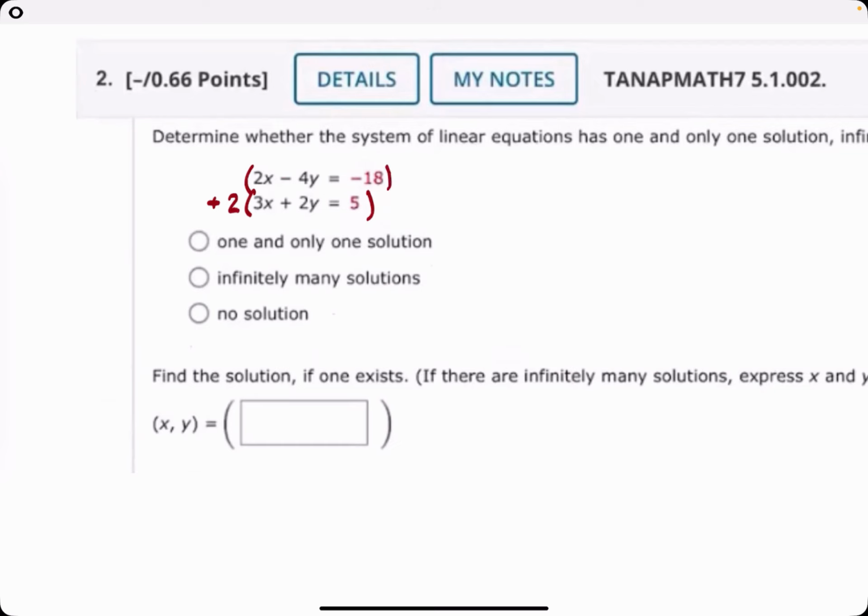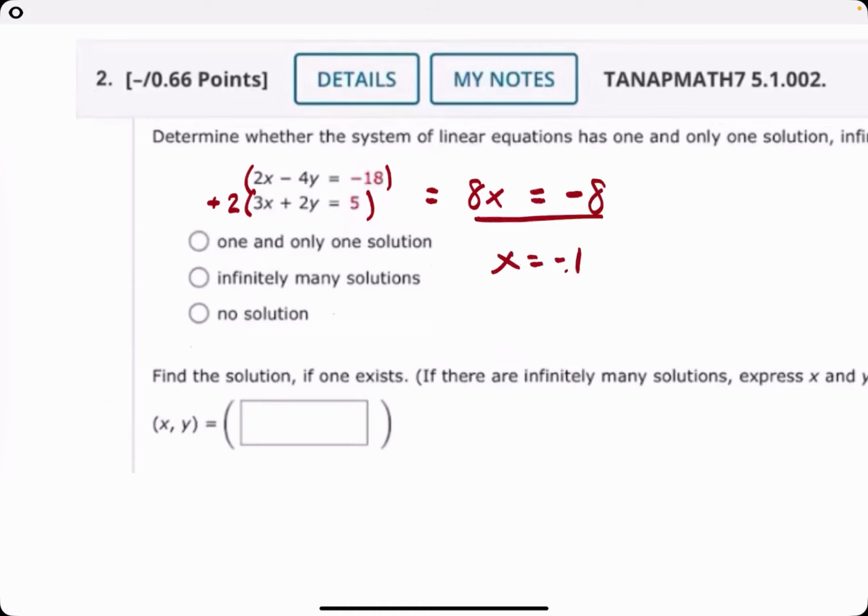Okay, so we're going to try to do this in one fell swoop. So we're going to do 2x plus 2 times 3x. So 2x plus 6x would be 8x. Now this one, negative 4y plus 2 times 2y. So that was intentional. Negative 4y plus 4y would be 0y. So there's no y term. And then negative 18 plus 2 times 5. So negative 18 plus 10. So that's negative 8.